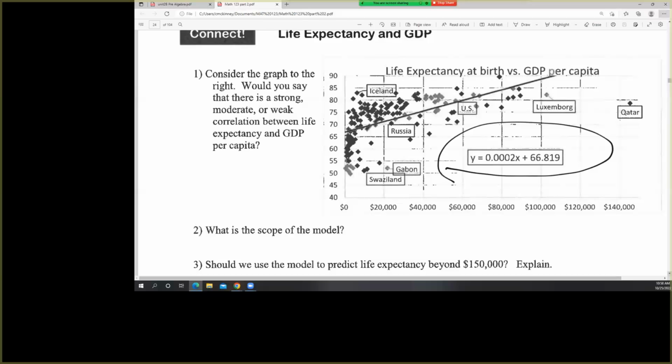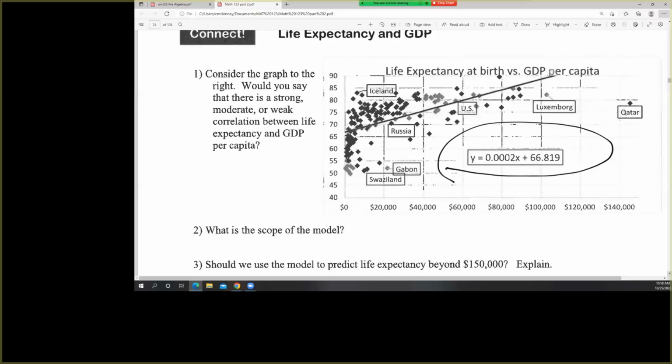Okay, and then it says, how does that compare to the actual life expectancy? Looking at the graph, we can't tell exactly. But if we follow that dot with the arrow that says Luxembourg over, how long are those folks living? About 83, 82. So what the model predicts is higher than the actual life expectancy.